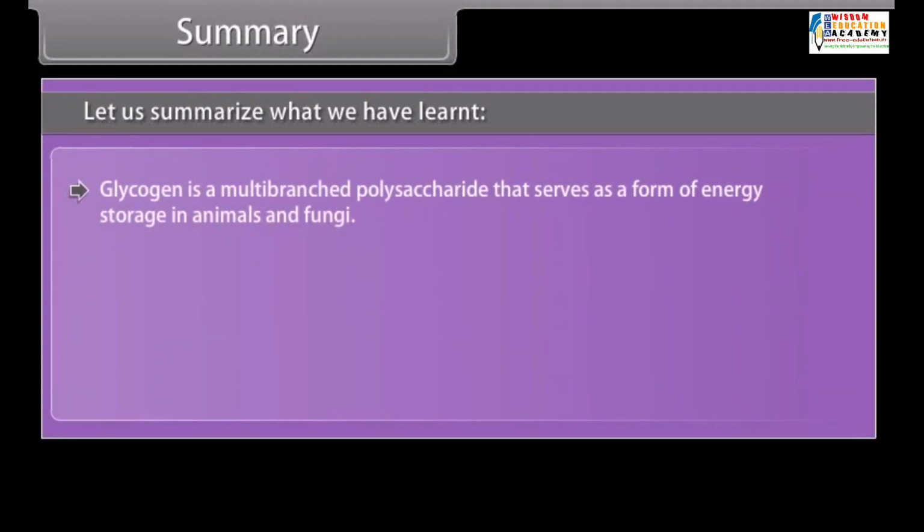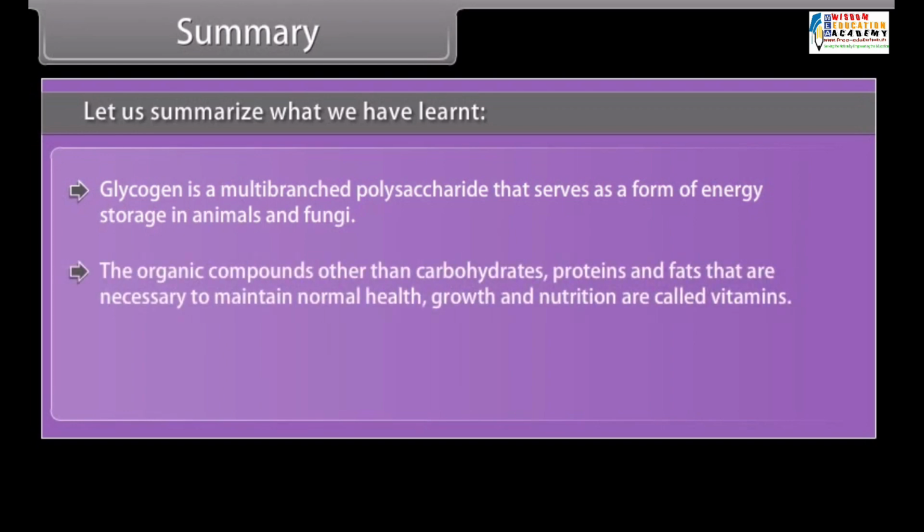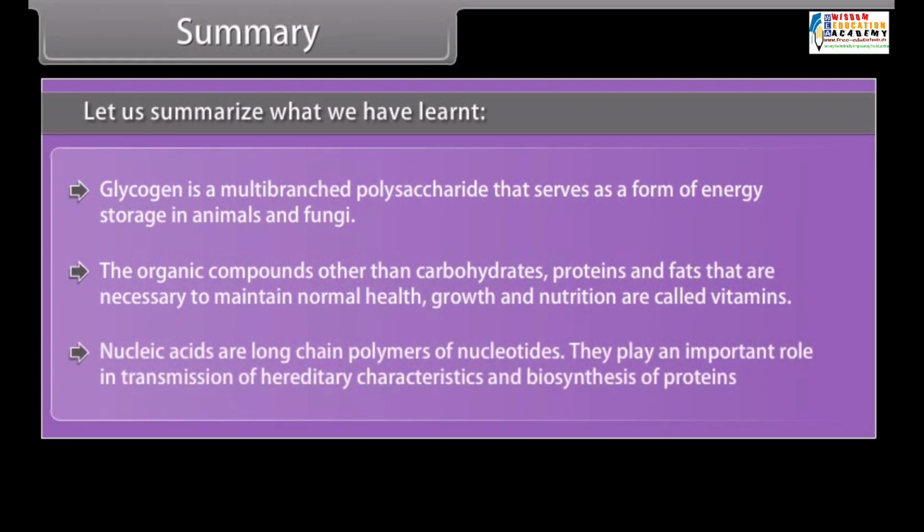Glycogen is a multi-branched polysaccharide that serves as a form of energy storage in animals and fungi. The organic compounds, other than carbohydrates, proteins and fats, that are necessary to maintain normal health, growth and nutrition are called vitamins. Nucleic acids are long-chain polymers of nucleotides. They play an important role in transmission of hereditary characteristics and biosynthesis of proteins.